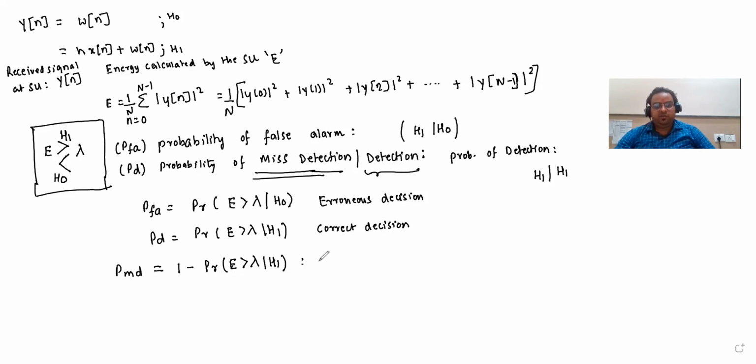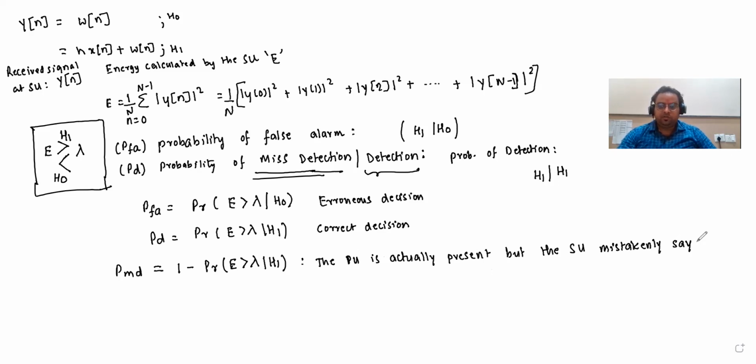This says that the primary user is actually present, but the secondary user mistakenly says that it is absent. The probability of misdetection is actually 1 minus the probability of detection. So these are the three key mathematical parameters that we deal with in cognitive radio.